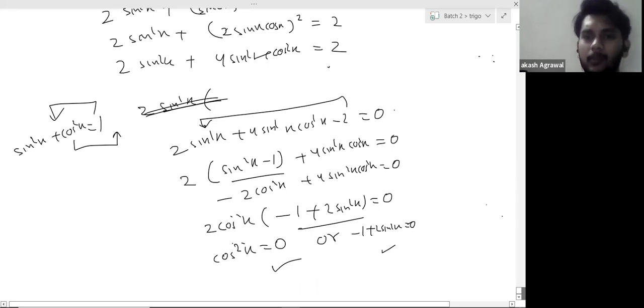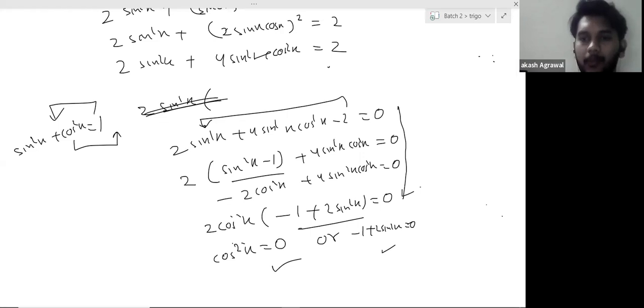Always keep this goal that you have to make the right hand side 0. Then you can find different answers. All right, Shaifullah, Rahman, Peer, Mazia, clear?